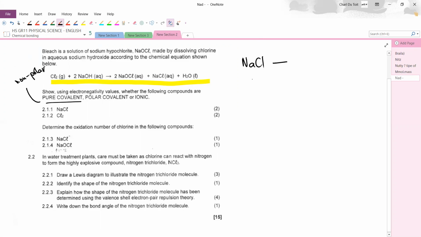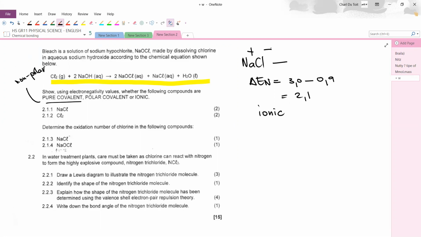So basically they want you to do the following. The difference in electronegativity equals the following. Chlorine is 3,0 minus sodium, 0,9. That gives me 2,1. But you saw that's a metal that's bonded to a non-metal, which makes it ionic. But the ionic has to be over 2,1, so.